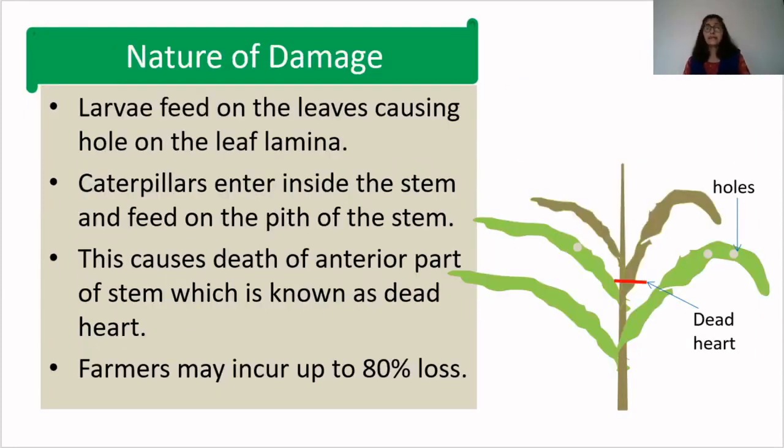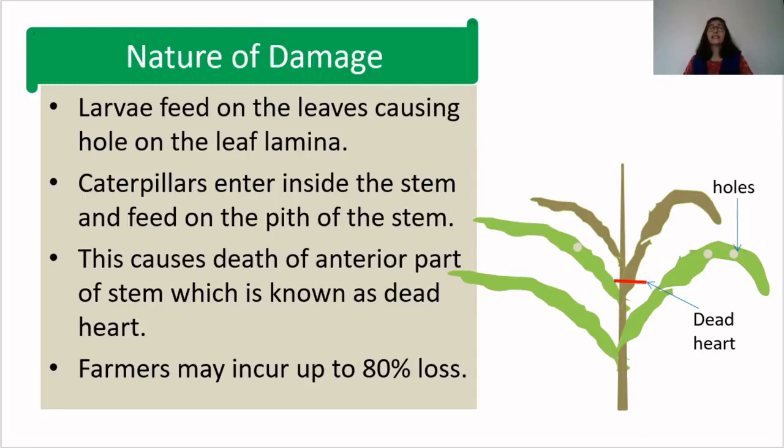Nature of damage. Jawar stem borer is a pest of jawar plant and destroys the leaves, stem, and the plant as a whole. The larvae feed on the leaves, causing holes on the leaf lamina. Caterpillars enter inside the stem and feed on the pith of the stem. Having mandibulate mouth parts, they are voracious feeders and destroy the plant very fast.